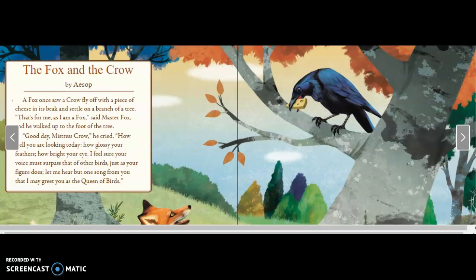So we're going to pause here. Why do you think the author included the fox giving all of these compliments to this crow? So here we have the fox trying to persuade the crow to give him the cheese without actually telling him to give him the cheese. And so he's using flattery, or these compliments, to make the crow feel good about herself.